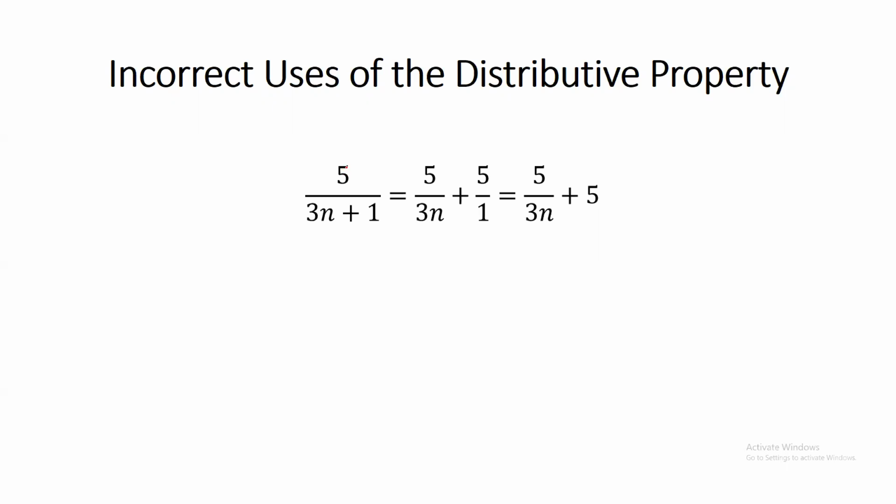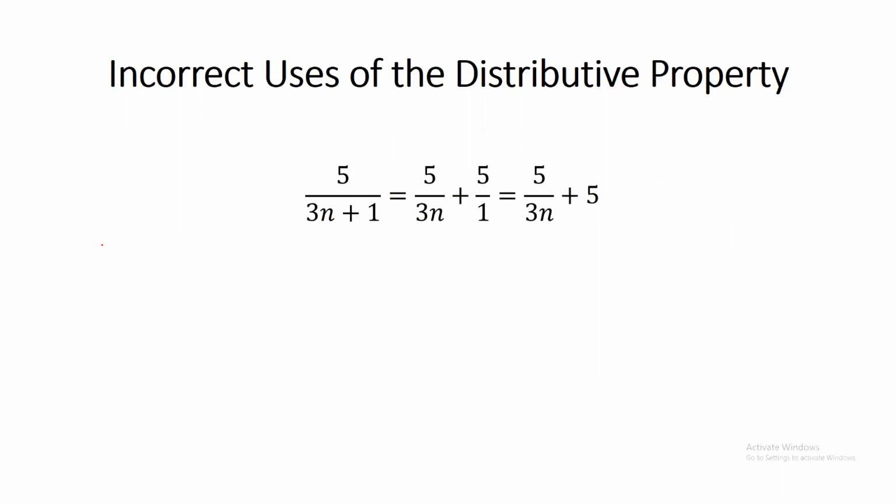We have the expression 5 divided by the quantity of 3n plus 1. We separate it into 5 over 3n plus 5 over 1. And of course, 5 divided by 1 can be simplified as 5. We have addition, we have division. Is this distribution allowed? Well, let's think about this very carefully.